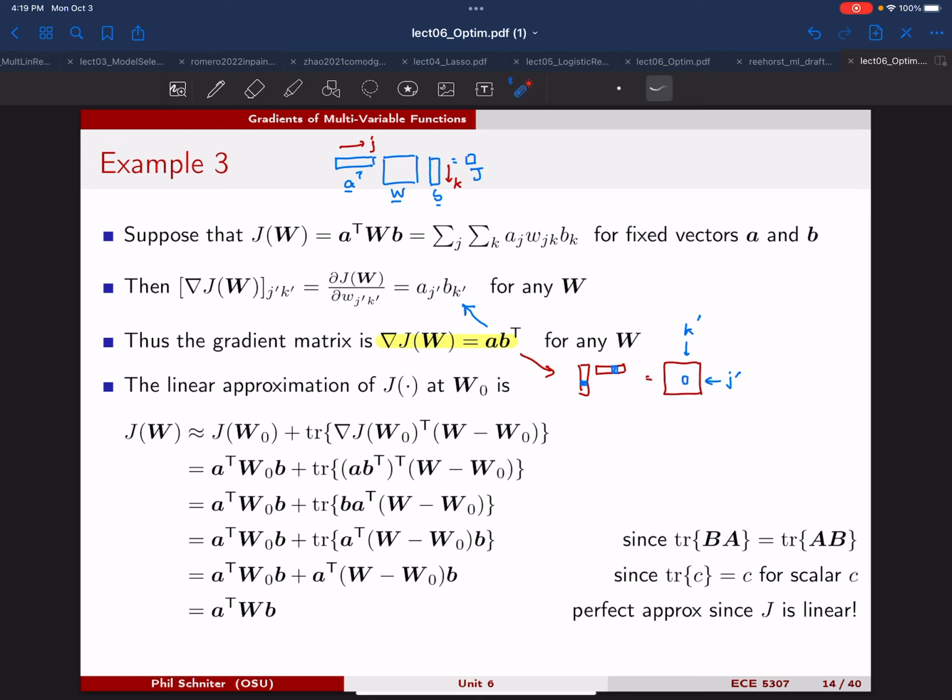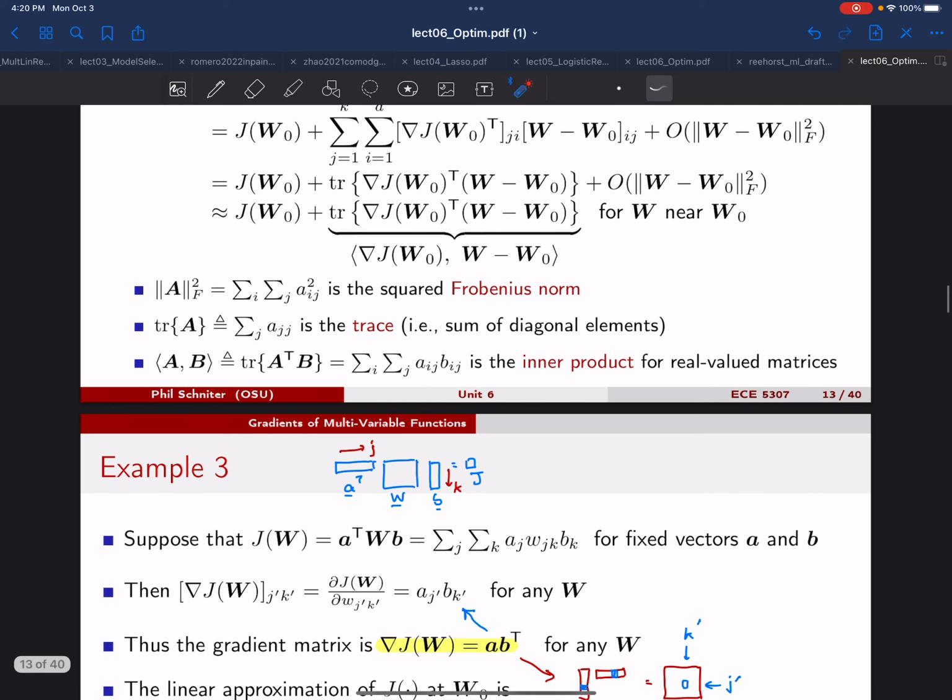Okay, so now we have our gradient matrix. Let's look at the linear approximation of our function at the reference point W naught. Based on the formula we derived on the previous slide, we have J at any W is J at the reference plus the inner product. In this case, it's the trace of the gradient transpose times the deviation from the reference. So that's just this expression.